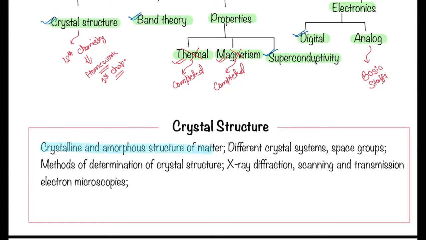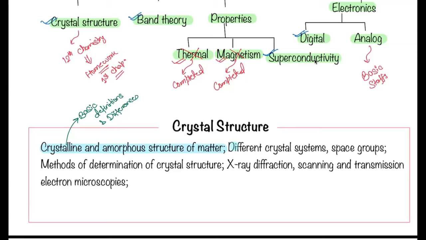First one is crystalline and amorphous structure of the matter. Here, we need to find out only the basic definitions and differences. They're not asking questions on these. This is just for the namesake, you can say, right?